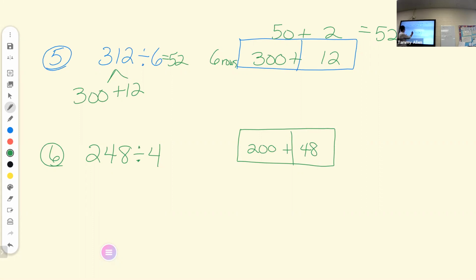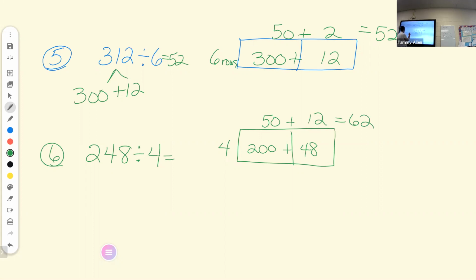And we're dividing by 4, right? What is 200 divided by 4? Oh, yeah, I did it wrong. What's 20 divided by 4? So this would have to be 50, right? Now, what's 48 divided by 4? Well, look at your list. Does it go that high? 12, which gives us 62.